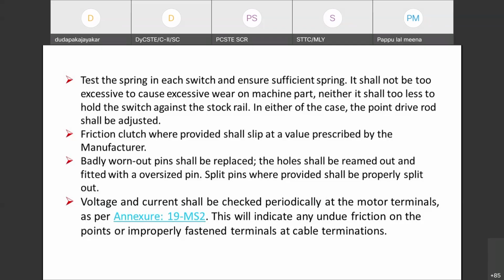The periodicity is fortnightly, monthly, quarterly, half yearly, and yearly. Every technician, in the fortnightly inspection, has to check the tightness of the mechanical fittings and everything. Tightening of all nuts should be done.